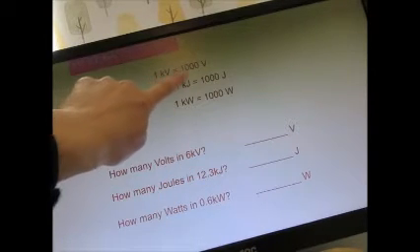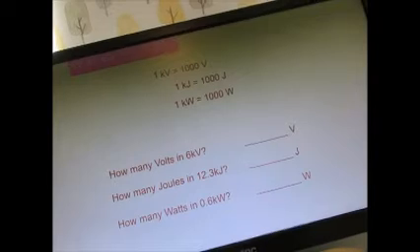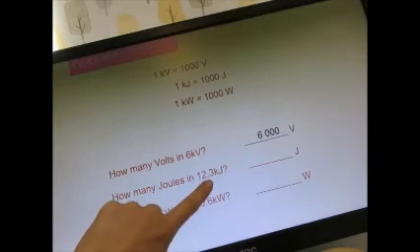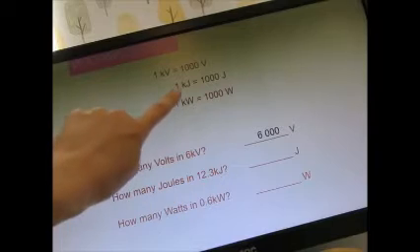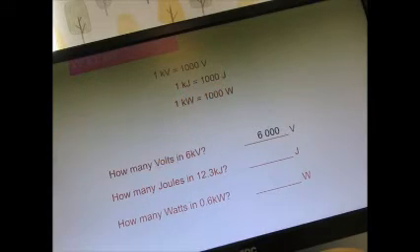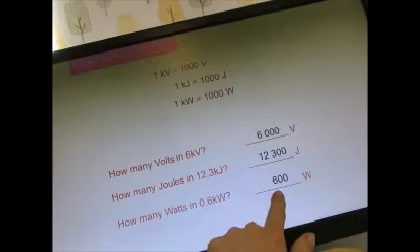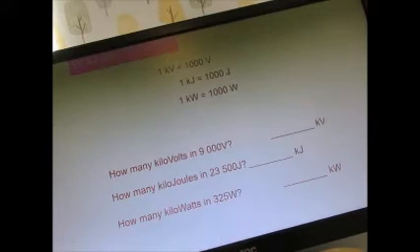If you've got 6 kilovolts, each kilovolt equals 1,000, so you would have 6,000 volts. In joules, you've got 12.3 kilojoules. Each kilojoule is 1,000, so that would be 12,300 joules. And then the last one, you multiply that again by 1,000, which would give you 600 watts. Okay, so I've got less than 1, so I know it's going to be less than 1,000.